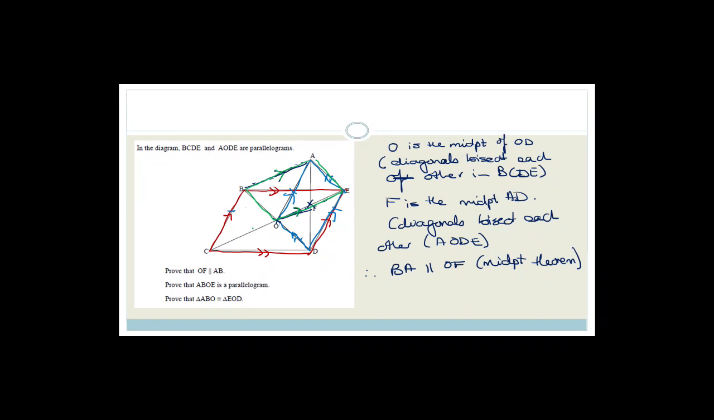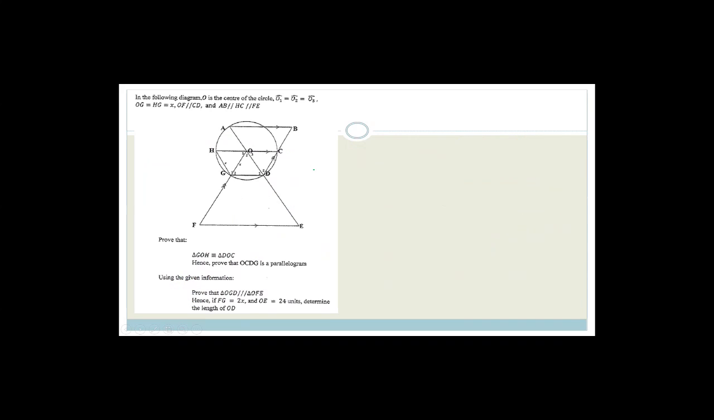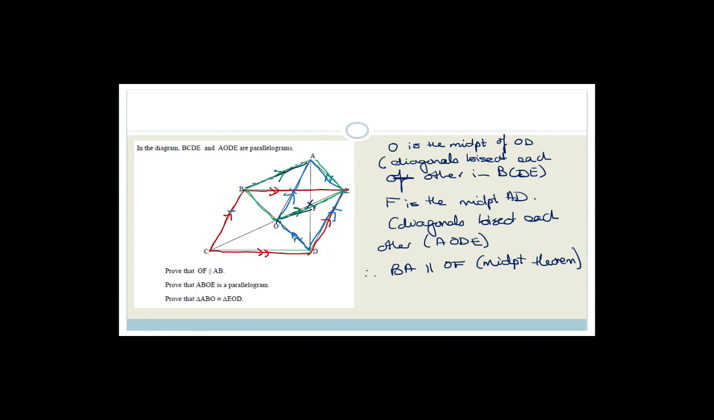What else do we know? We know that OB is parallel to AE because that's an extension of DO. Therefore, we've got both pairs of opposite sides parallel. So in the quadrilateral ABOE, we agreed that AB is parallel to OF, proved above.